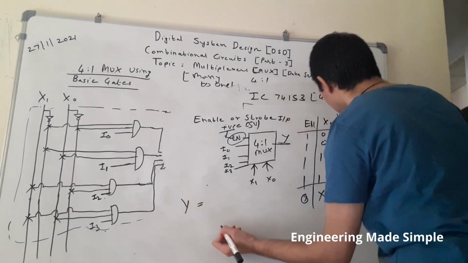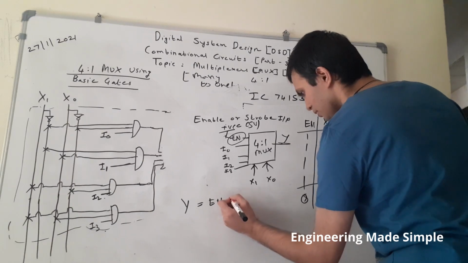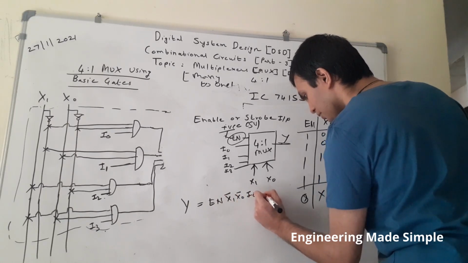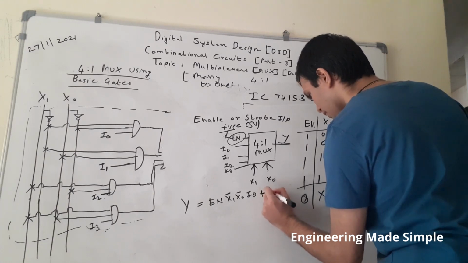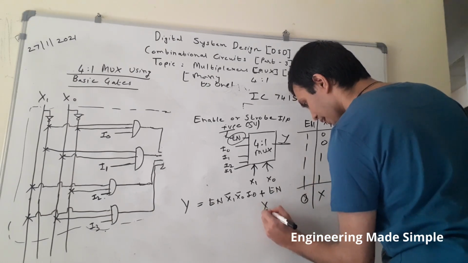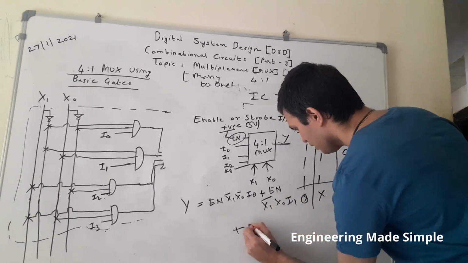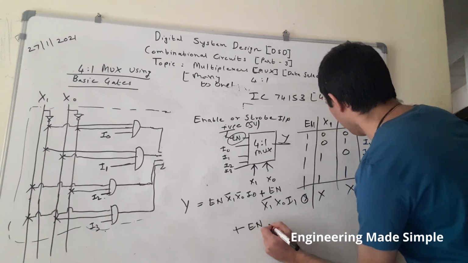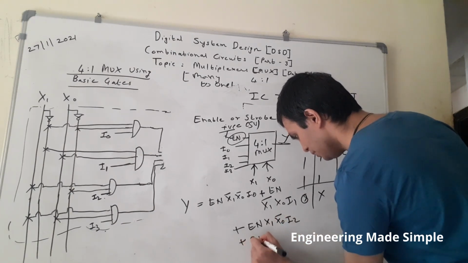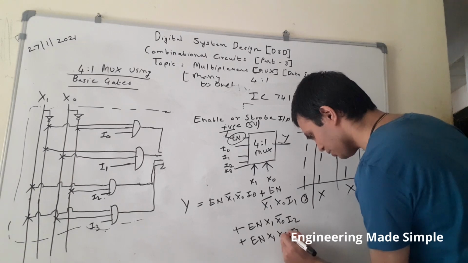So y is equal to, here enable will be as it is, x1 bar, x0 bar, I0 plus enable x1 bar, x0, I1 plus enable x1, x0 bar, I2 and plus enable x1, x0, I3.